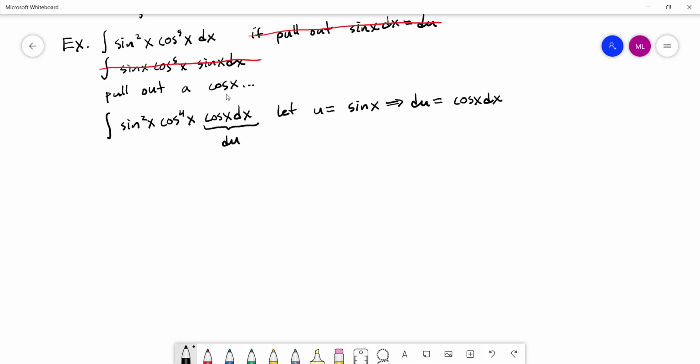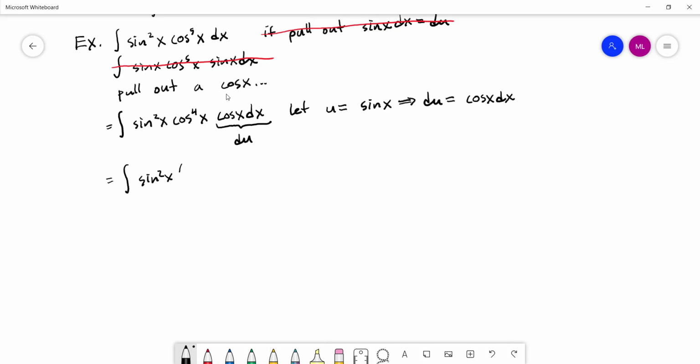Well, we'll use that Pythagorean identity again to rewrite this as sine squared of x, and that cosine to the fourth, I'm going to think of it as cosine squared of x, squared, times my cosine of x dx, which allows me to then write sine squared of x inside parentheses. I'm going to use my Pythagorean identity. Cosine squared is the same as 1 minus sine squared, and then the whole thing's just being squared.